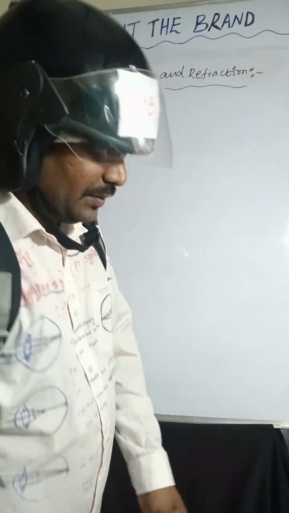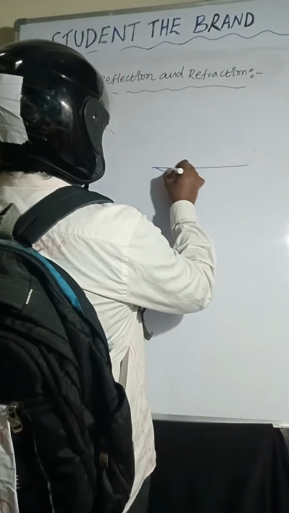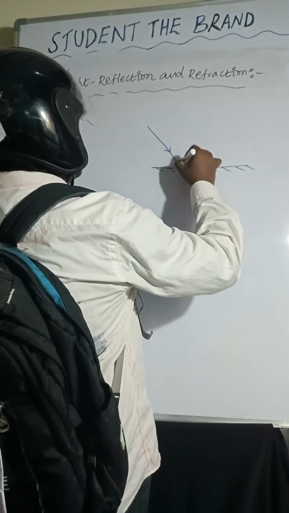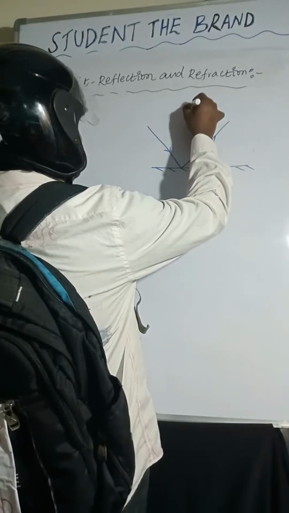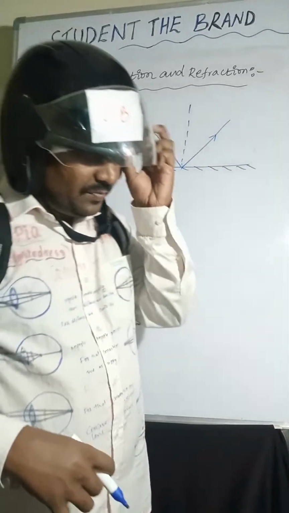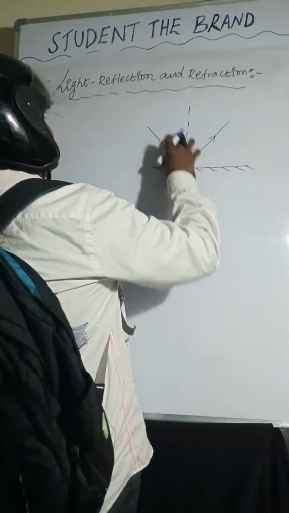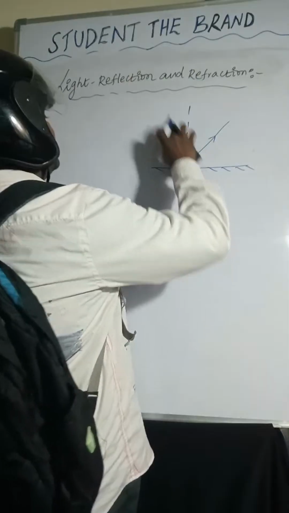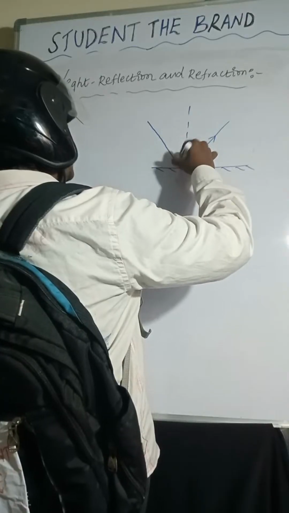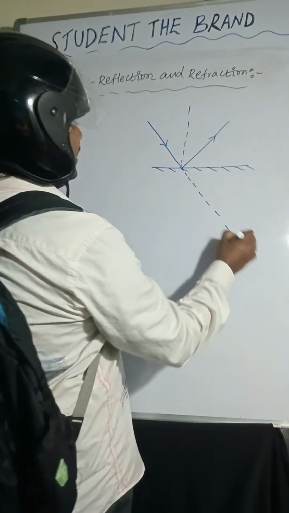So, light reflection and refraction. I'm taking the plane mirror. This is a plane mirror. Incident ray, reflected ray, normal line. And this is the undeviated line.